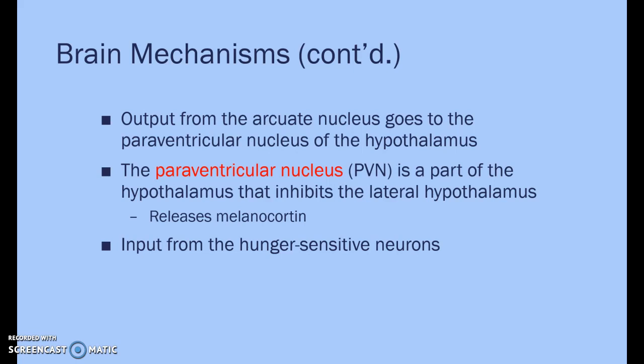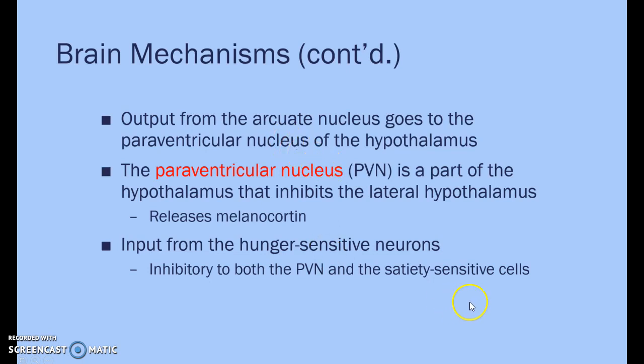Input from the hunger-sensitive neurons is inhibitory to both the PVN and the satiety-sensitive cells. So again, the hunger-sensitive neurons are trying to say, hey, it's time to eat. With this part, the satiety aspects and inhibiting the lateral hypothalamus, that's actually resulting in not eating as much, not wanting to eat as much.